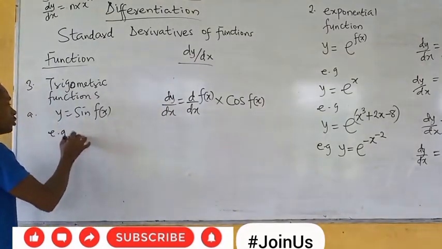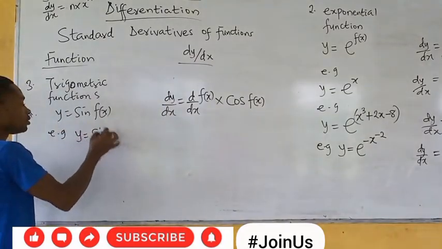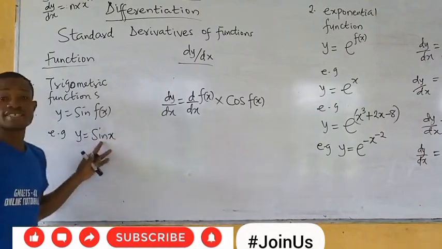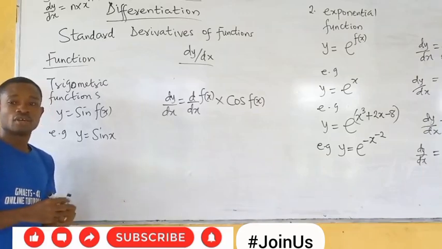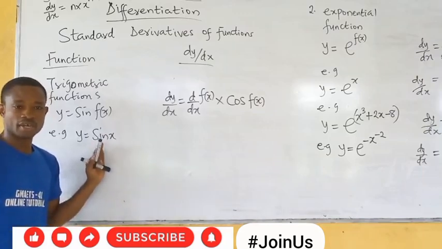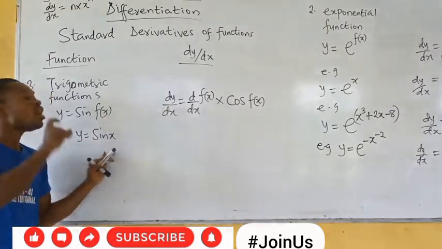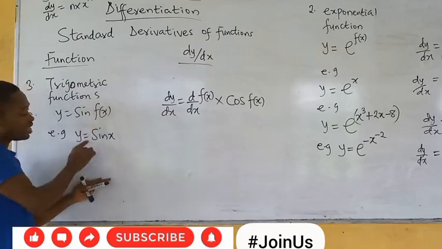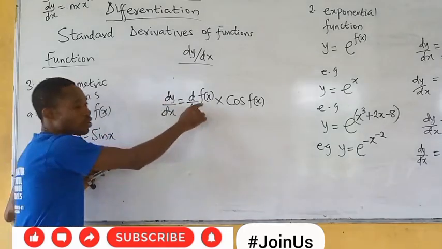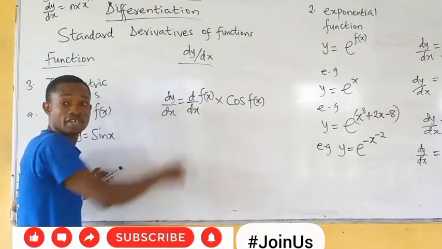Quick example. Y is equal to sine x. This is the standard we use in teaching you, and which, like I said, only gives you 30% knowledge. Are you getting me right? There is a lot of information that is hidden here. Why did I say there is a lot of information hidden here? With this standard, they don't usually tell us that you have to differentiate the minor. Are you getting me right?